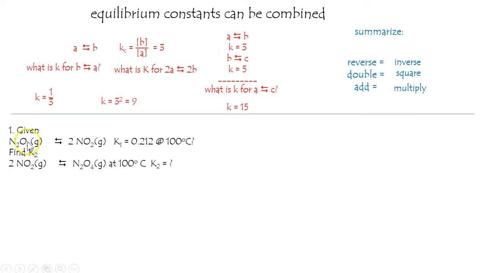Given that dinitrogen tetroxide decomposes with this low K value, let's find the K value for the reverse reaction. It should be 1 over 0.212, or a little short of 5.